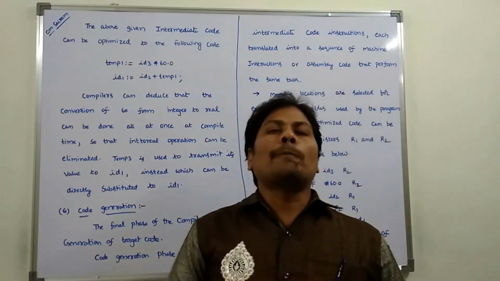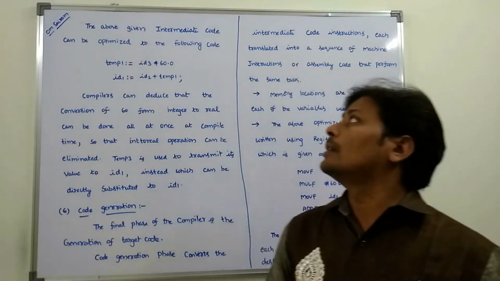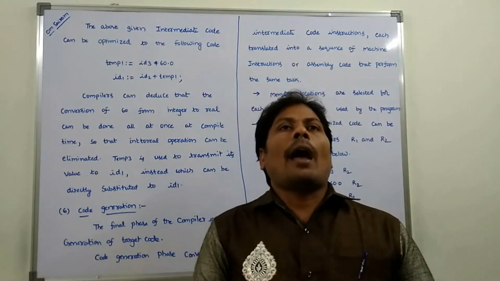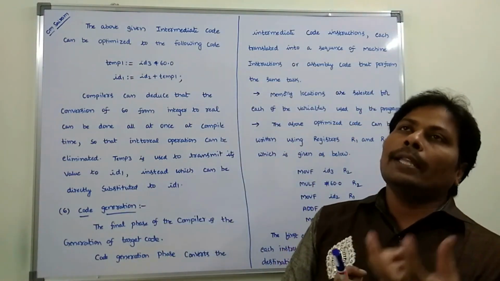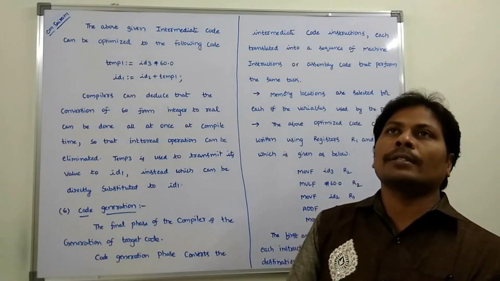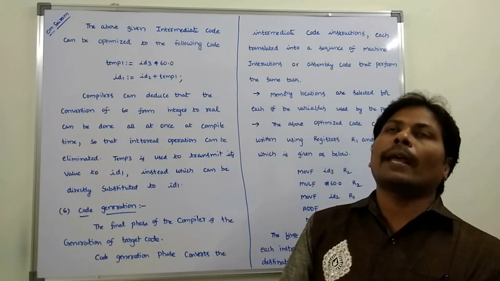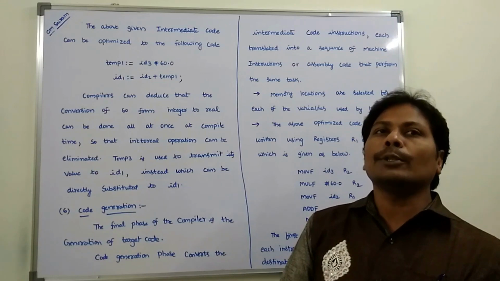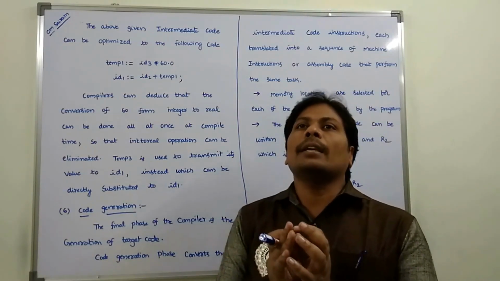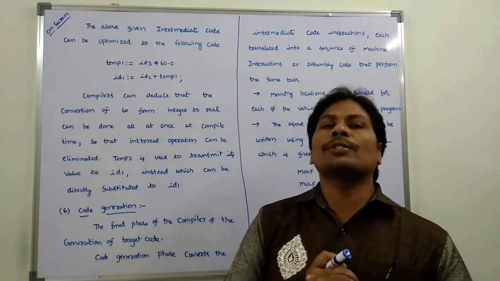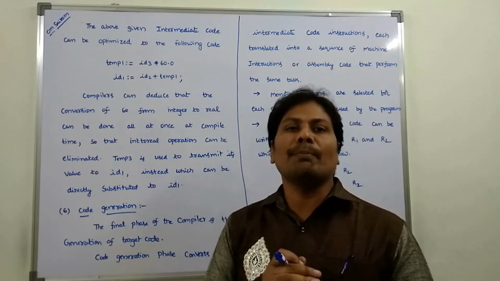Next, the above intermediate code representation can be optimized in these 2 statements. In the intermediate code representation, the first instruction is temp1 is equal to int to real of 60. Second instruction is temp2 is equal to ID3 into temp1. Here the conversion of integer 60 into real, that is 60.0, can be done all at once at compile time, so that instruction can be eliminated.